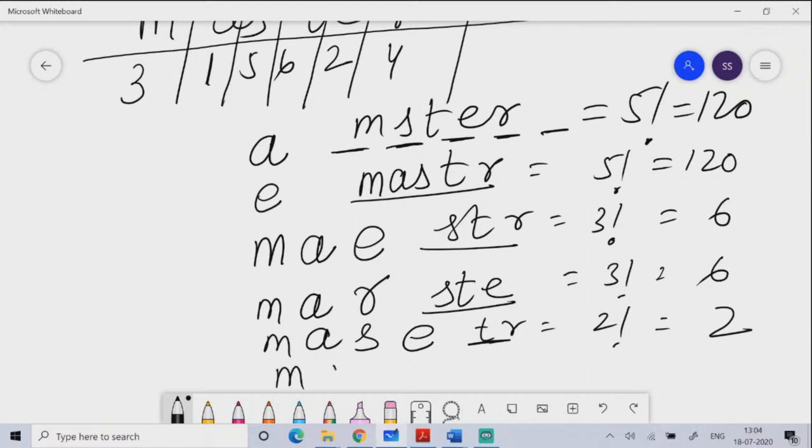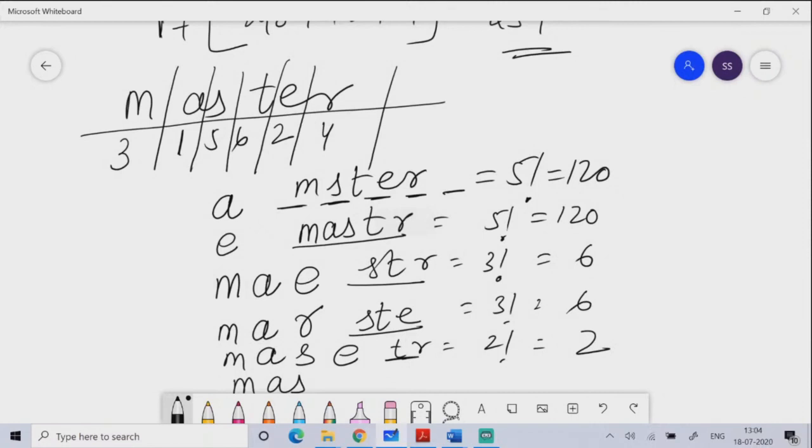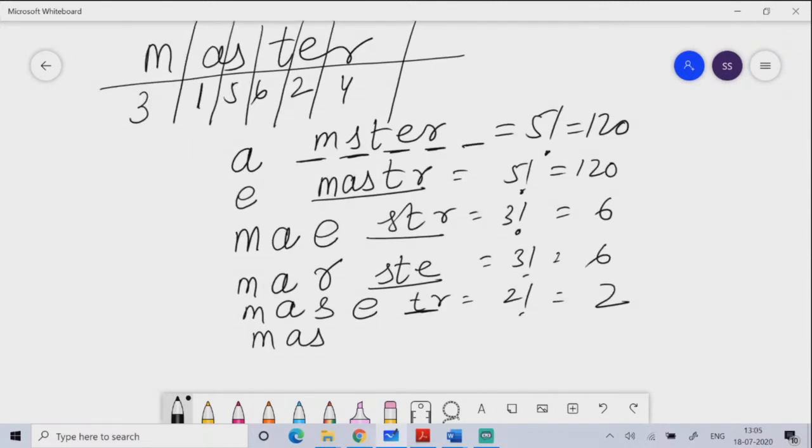Then MAS. After E, what can come? After E, MAS, then MASE. After E, four letters, R, MASR. MASR you have not tried yet. So after MASR, how many can you make? You can make 2. Okay.